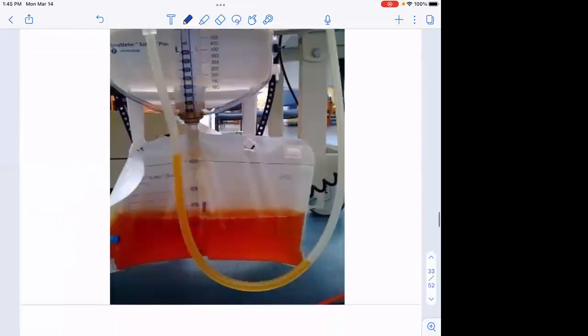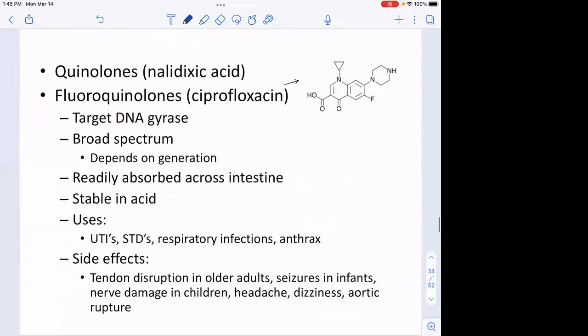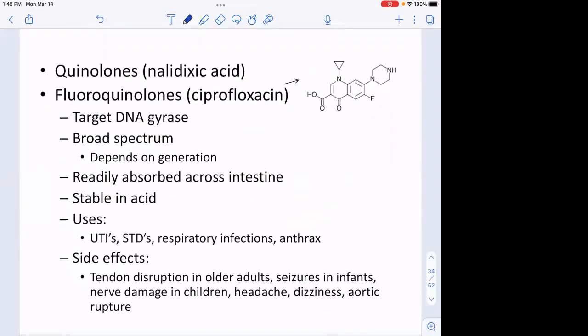All right, and a couple of DNA inhibitors. So the quinolones, those are sort of the first generation drugs, and the fluoroquinolones are kind of the second generation drugs that target DNA gyrase. So remember, that enzyme is the one that's upstream of the replication fork. Let's see if I can draw that.